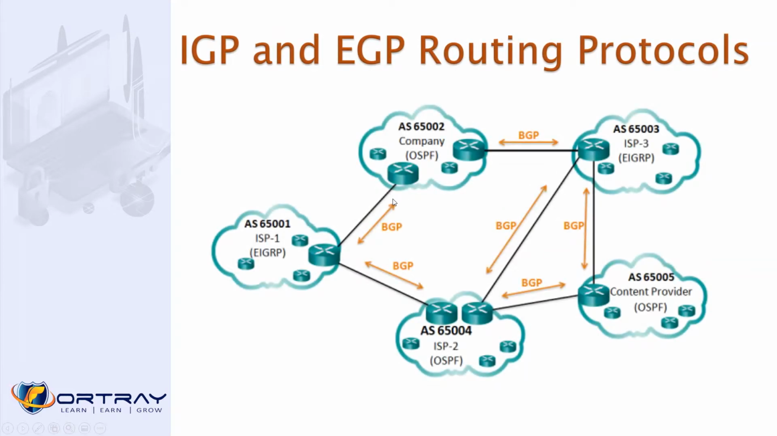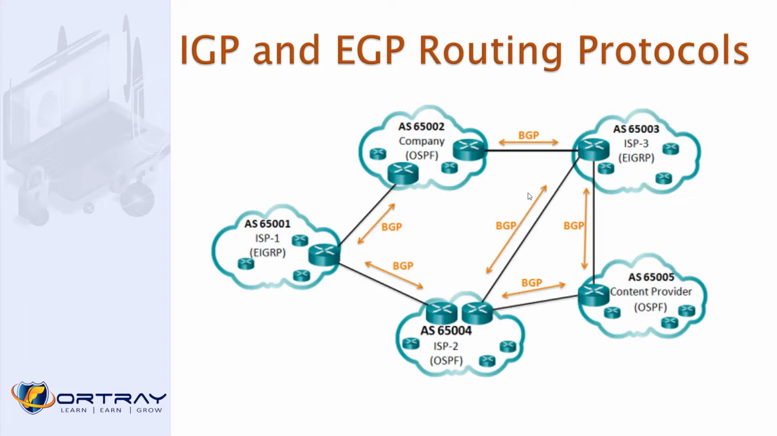IGP and EGP routing protocols: mostly EIGRP and OSPF. IGP runs within one autonomous system, within one company. BGP is different. For example, Verizon to Verizon, HSBC to HSBC, and all these companies, when they exchange their routing information with each other, we use BGP.